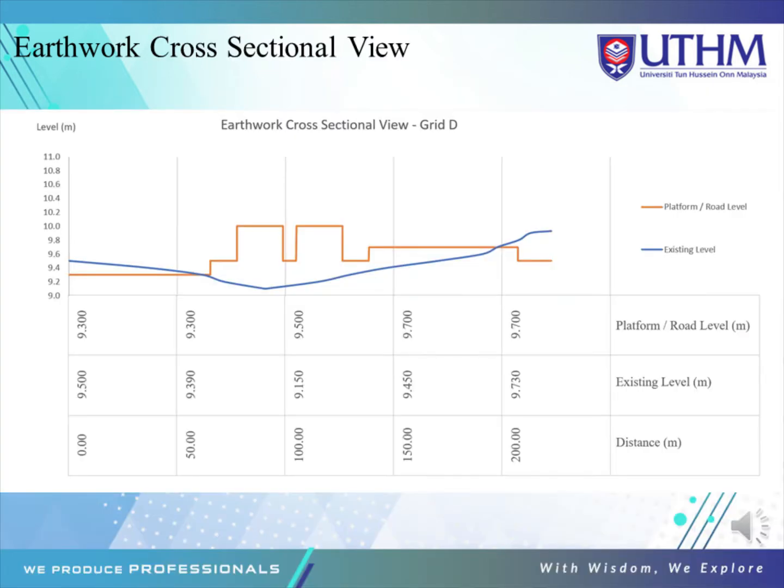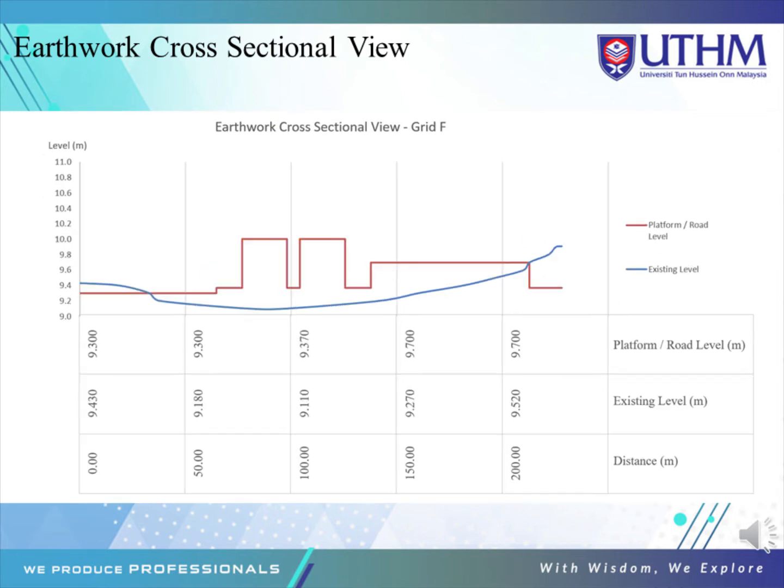So now you can see here is our earthwork cross-sectional view on grid D, which you can check on the previous slide. You can see the orange line here represents the platform or road level, while the blue line here represents the existing level. So from the first and the last space, the area under the blue line and above the orange line is the area to be cut. And from the second to the fourth space, the area under the orange line and above the blue line is the area to be filled.